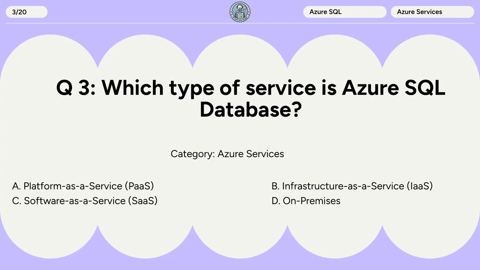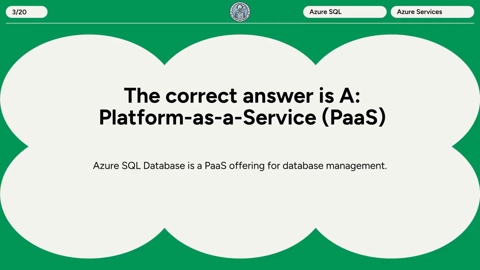Question 3. Which type of service is Azure SQL Database? A. Platform as a Service, PaaS. B. Infrastructure as a Service, IaaS. C. Software as a Service, SaaS. D. On-premises. The correct answer is A. Platform as a Service, PaaS. Azure SQL Database is a PaaS offering for database management.